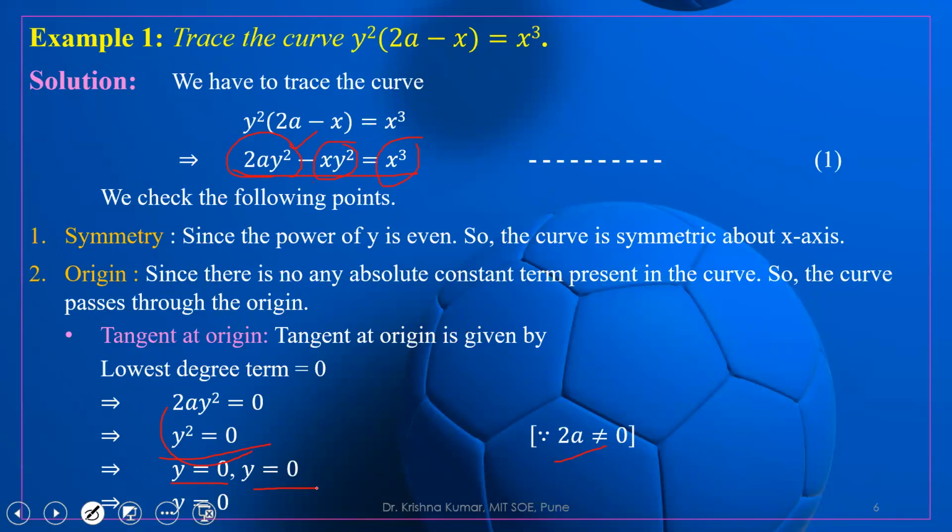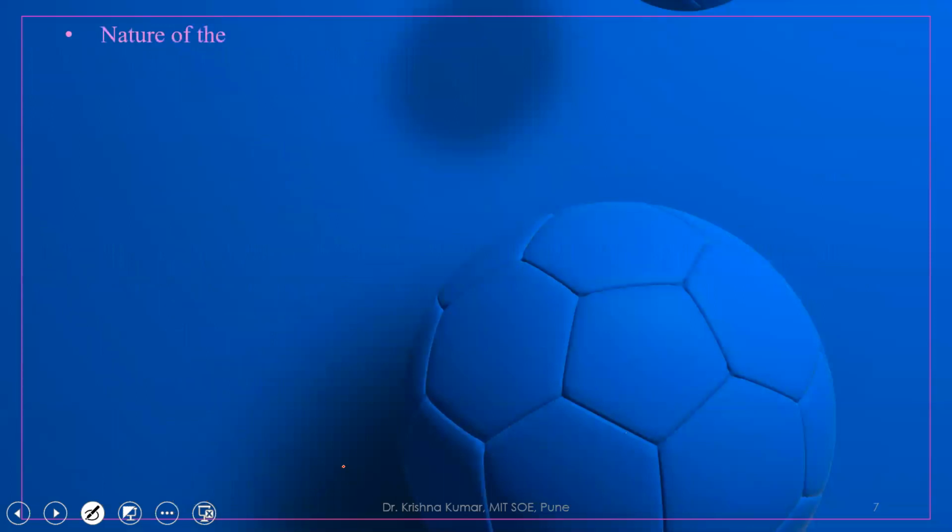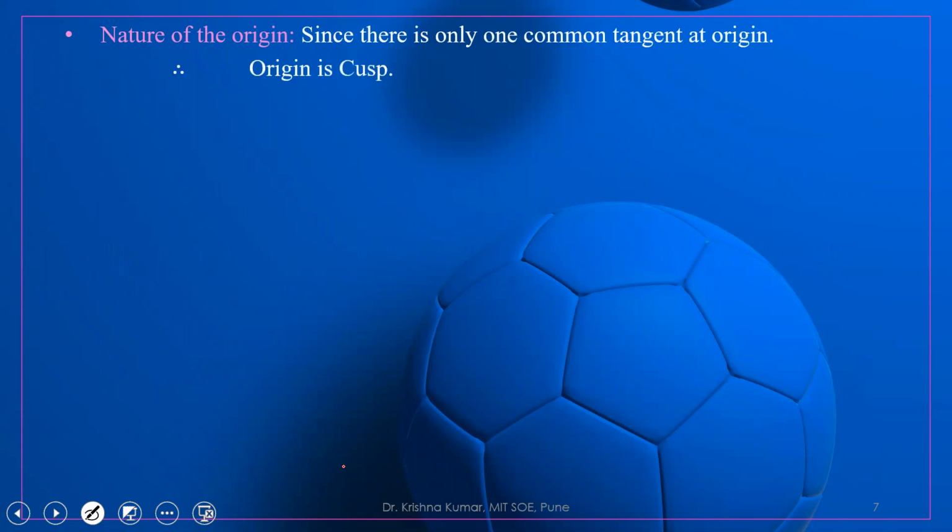So what is the nature of the origin? We have already told you, if we are getting two different tangents at origin, it is called a node. And if we are getting one common tangent at origin, then it is called a cusp. So now here we are getting one common tangent. Since there is only one common tangent at origin, therefore the origin is a cusp.